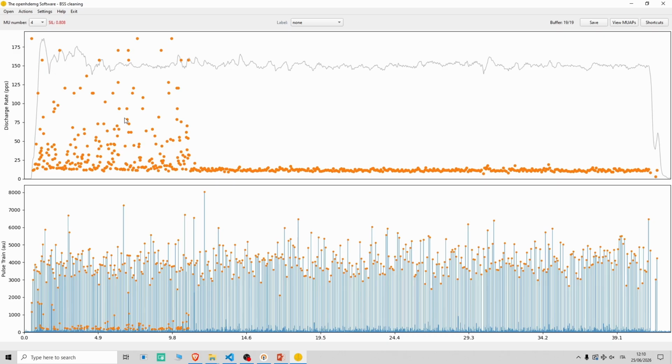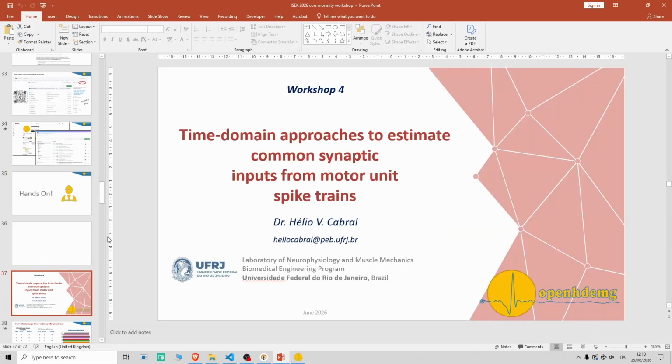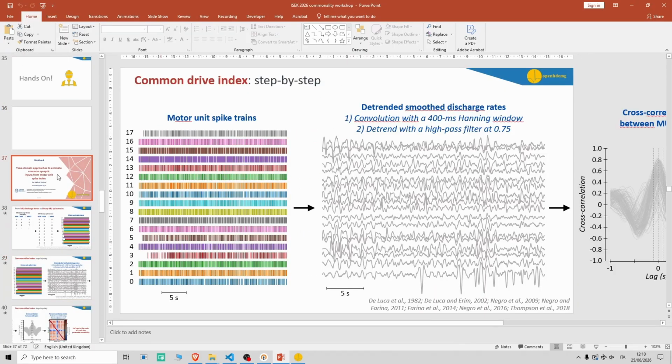And now I think we can start with the practical part, in which you will see how to estimate coherence, and then at the end we see what happens if the quality of the motor units that you have detected is not good enough. So I leave the stage to Elio.